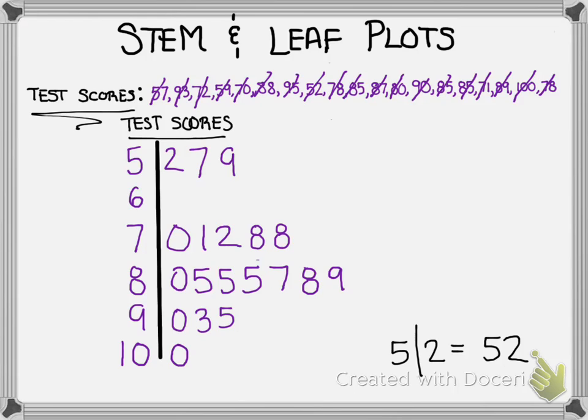The reason we do that is because, say we were using a data set with decimals or something like this, we could still make stem and leaf plots for it, but our key would have to explain how to read the number with a decimal place in it.